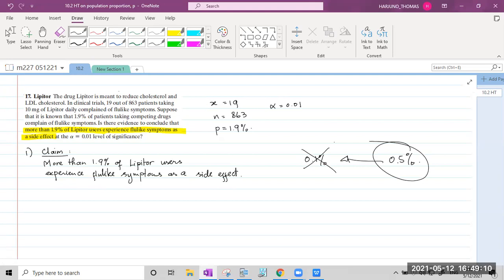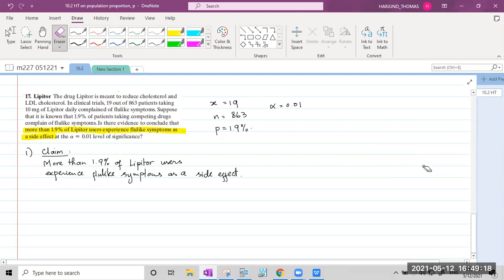Does it make sense? So that's why we do this hypothesis testing. Is it really caused by Lipitor, or is it something that happens by coincidence? Or can we even say, in case this 19 over 800-something is actually less than 1.9, that Lipitor reduces flu-like symptoms, which is not our intention? Now, this is just an example, but through this example, we see when we use this hypothesis testing to check somebody's claim. It's simply because we have 19 out of 863 patients who take Lipitor suffering from flu-like symptoms.